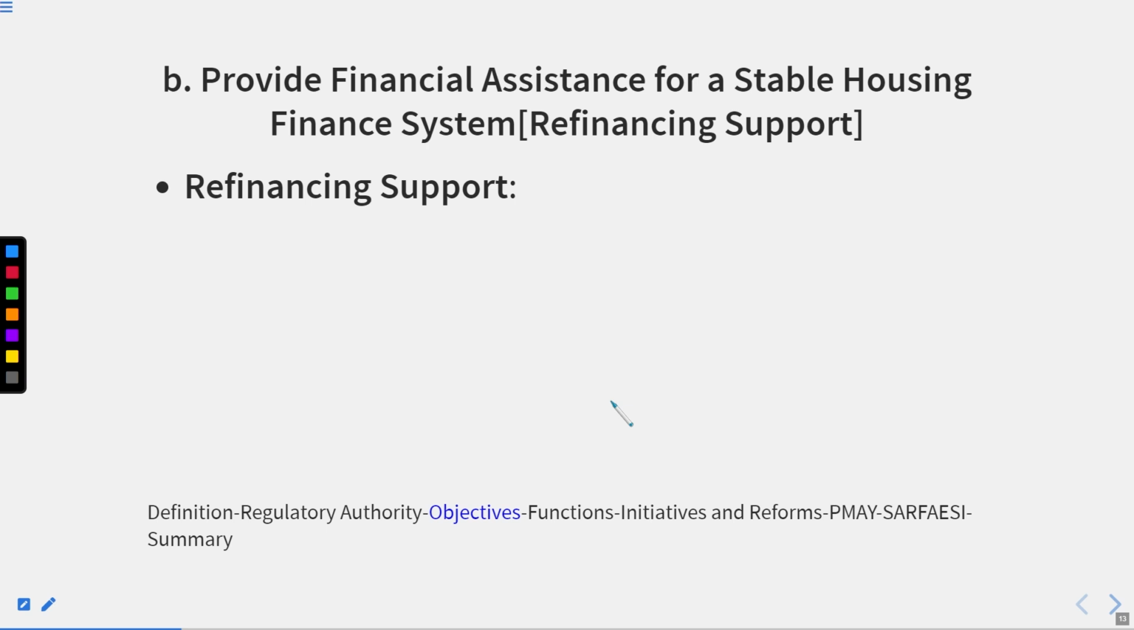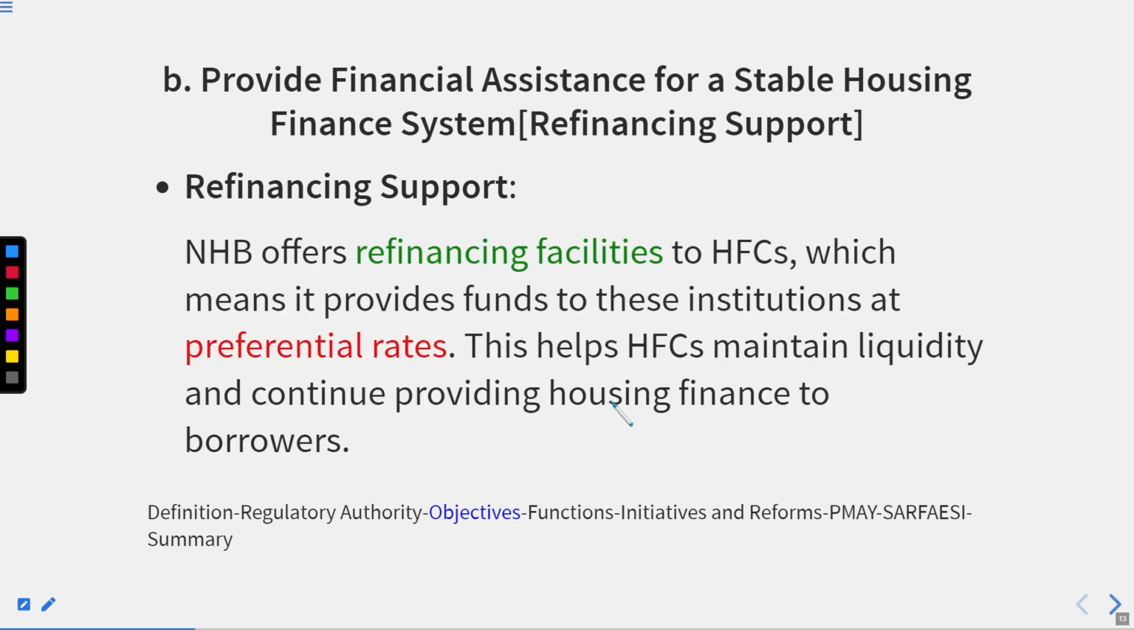First is refinancing support. What do you mean by it? NHB offers refinancing facilities to HFCs, which means it provides funds to these institutions at preferential rates. This helps HFCs maintain liquidity and continue providing housing finance to borrowers.